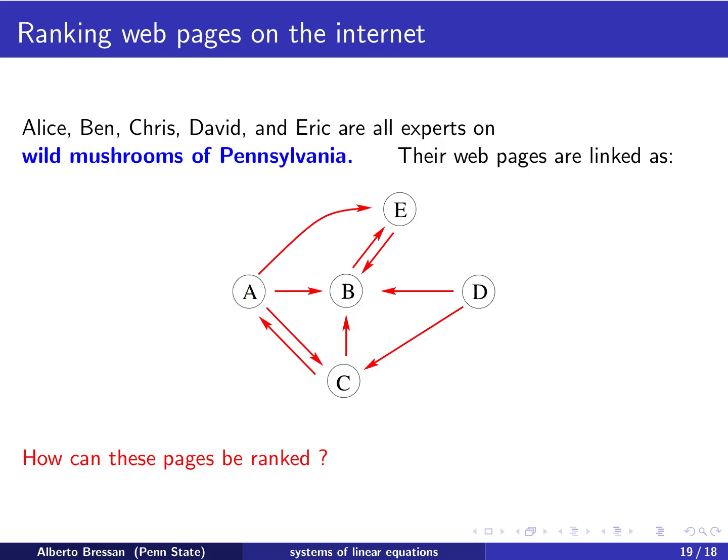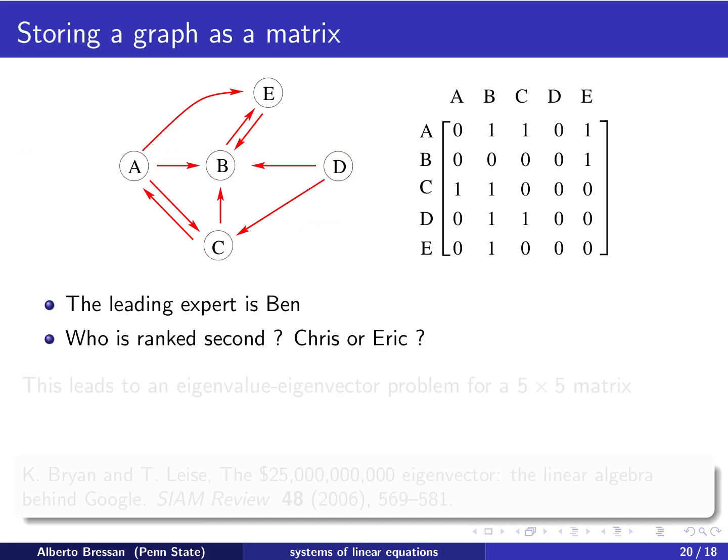So A links to E and B and C. And then B links to E. And then D links to B and C, where the arrows are indicating the linkage. So how shall we rank these pages? Which page shall be more important? Namely, which of these 5 experts is the best expert?